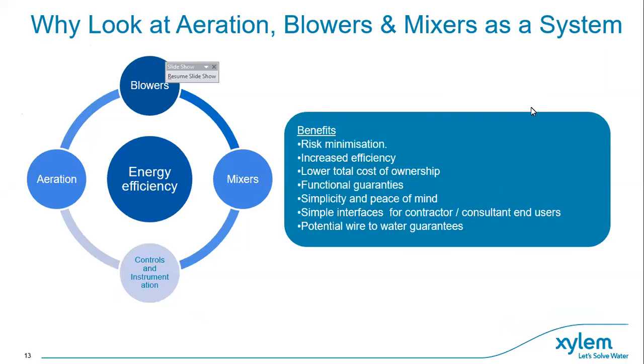So by doing this, we see that there's a good way to get risk minimization in a total design. We would get increased efficiency because we would look upon everything as a system, and since, as I said, everything influences each other on an equipment basis, there's a lot to gain. Total cost of ownership, of course, goes down. Functional guarantees are possible for a whole system.